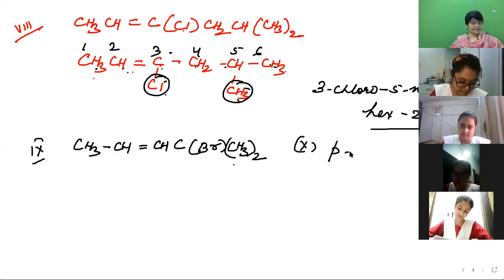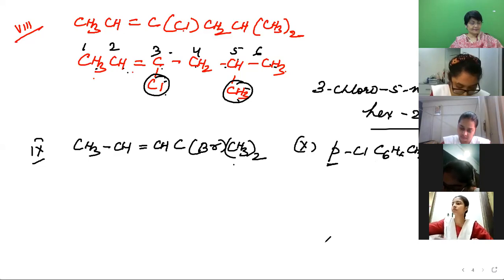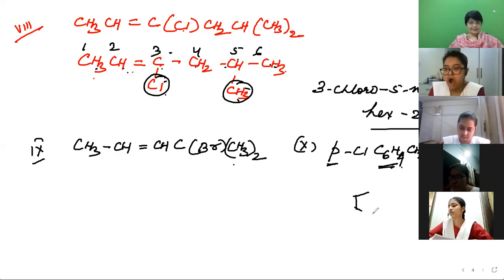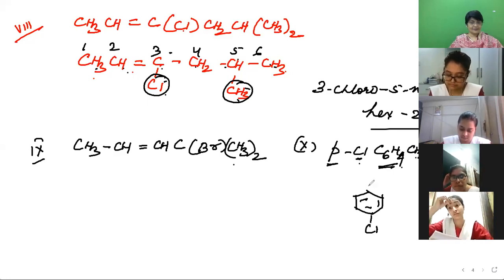It's written like this. Para Cl. C6H4 and para, that makes you realize that it should be benzene. CH2, CH, CH3, all para. Right? C6H4. This is the part here. C6H4, benzene, containing Cl. Right? And this side is what?